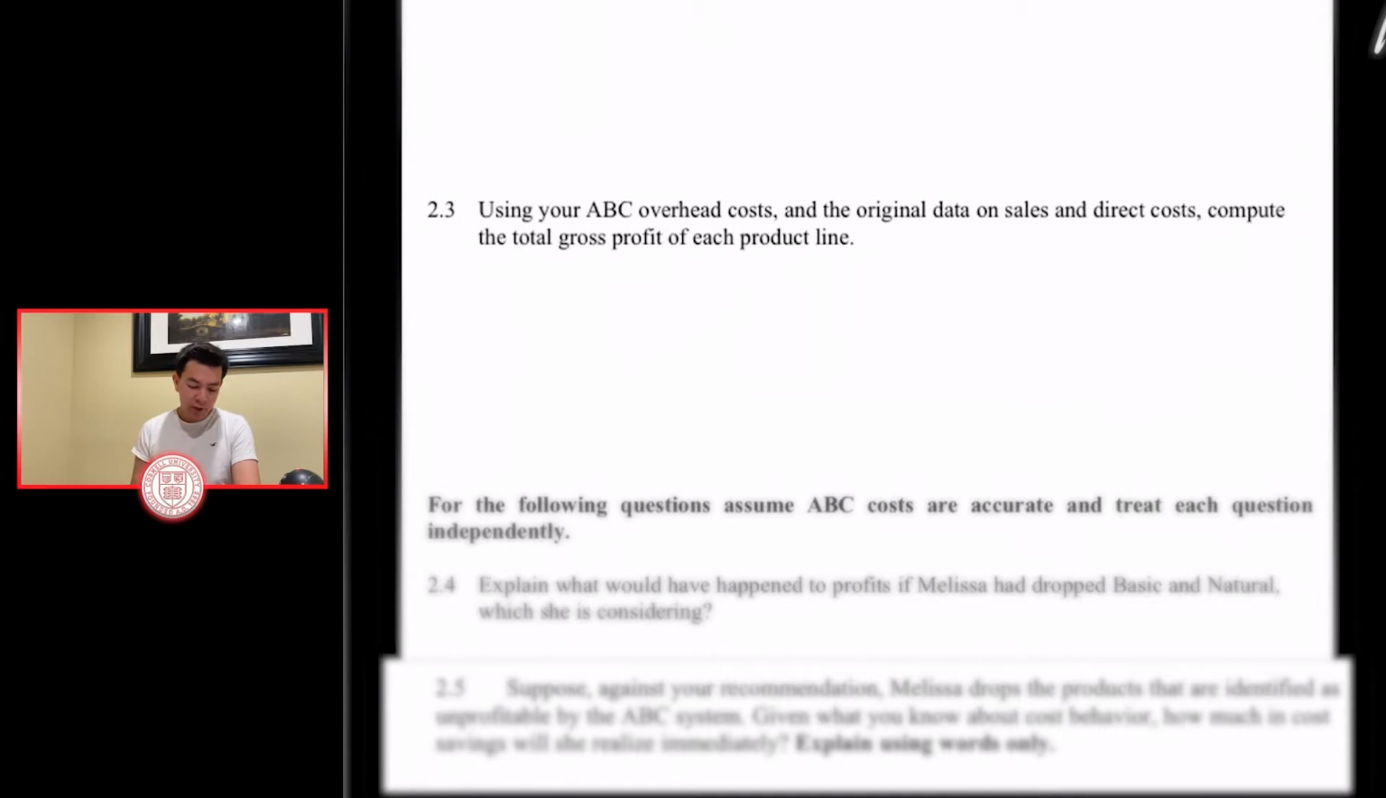So now for 2.3, it says using your ABC overhead costs and the original data on sales and direct costs, compute the total gross profit of each product line.